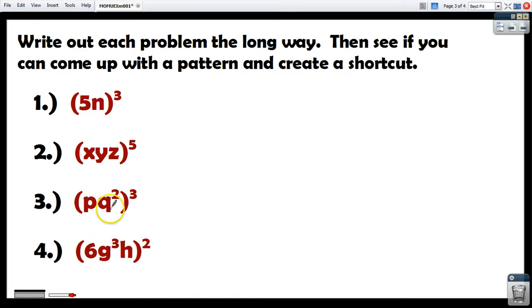P times q to the second power, the whole thing put to the third power. Or this one, 6 times g to the third times h, the whole multiplication problem being put to the second power. Now, let's take a look at what happens.